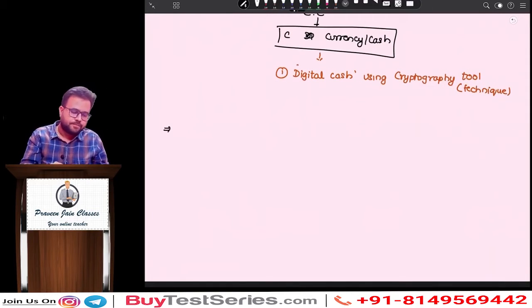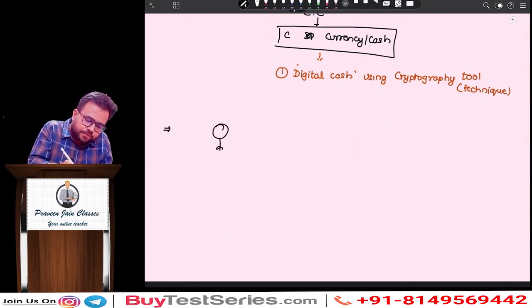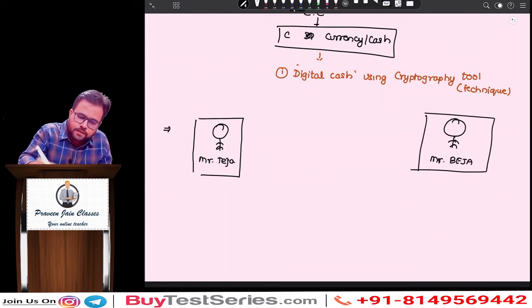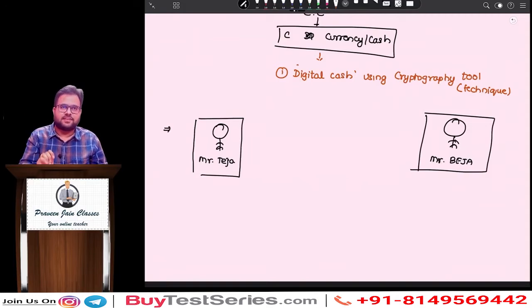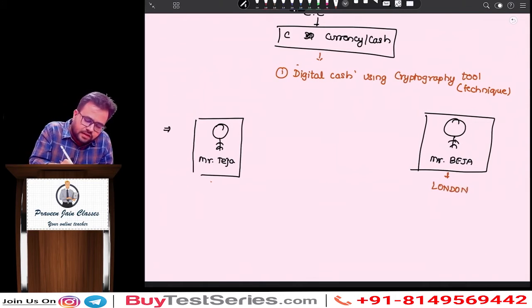Now say for example, we are not talking about an India to India example. Okay? Now say for example, Mr. Teja has to make some payment to Mr. Bheja. Good sir. So Mr. Teja has to send some money to whom, sir? Mr. Bheja. Now Mr. Bheja is residing somewhere in London, and Mr. Teja is residing, say, in India.